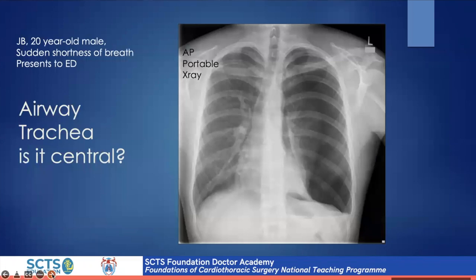Okay. So our first case here, and again, everyone, I'd like you to switch on your microphones if you'd like to speak. So first chest x-ray image here, we've got JB. He's a 20-year-old male. He presented to A&E with sudden onset shortness of breath. He's got a very minimal past medical history, has no drug allergies and no regular medications.